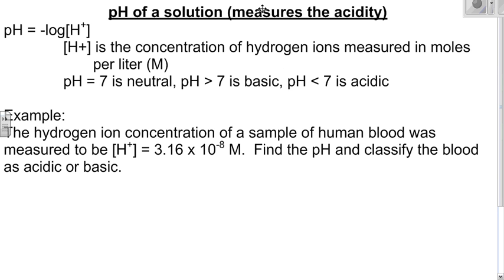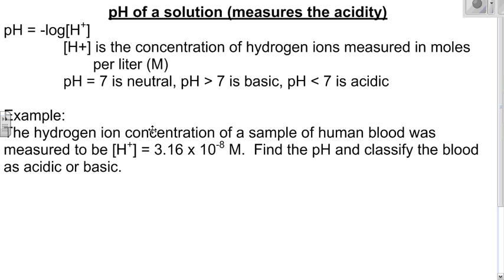The pH of a solution, which measures the acidity, is found by taking the negative log of H+, which is the concentration of hydrogen ions measured in moles per liter. A pH of 7 is neutral, greater than 7 is called basic, and less than 7 is acidic.